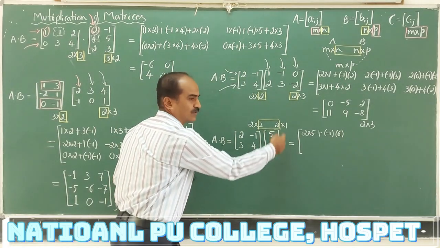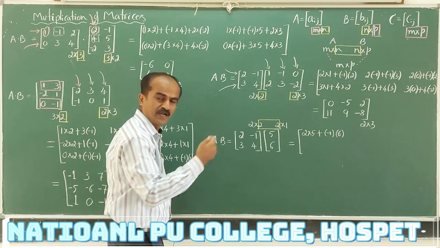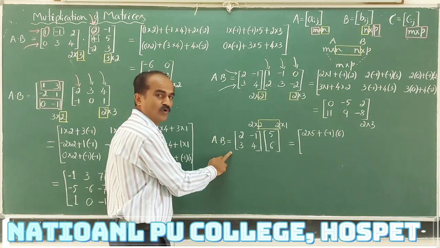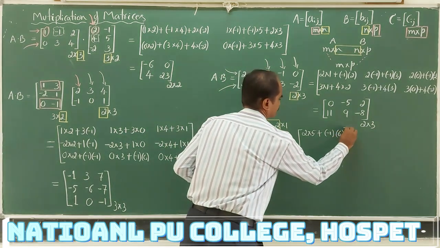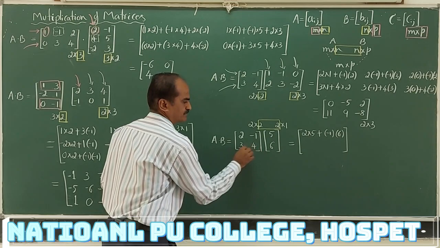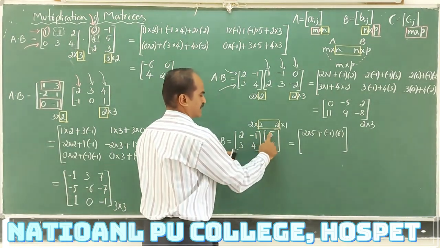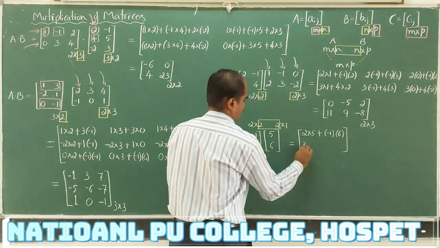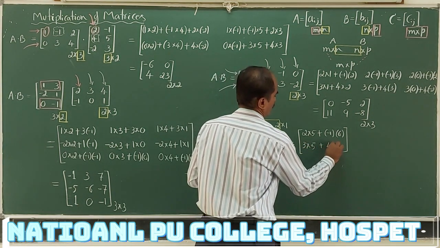Is there any other column present here? No more columns. Columns are exhausted. I have to drop it there. Move on to the next row of the first matrix. 3, 4. Here column elements 5, 6. Make pairs: 3, 5, 4, 6. 3 into 5 plus 4 into 6.